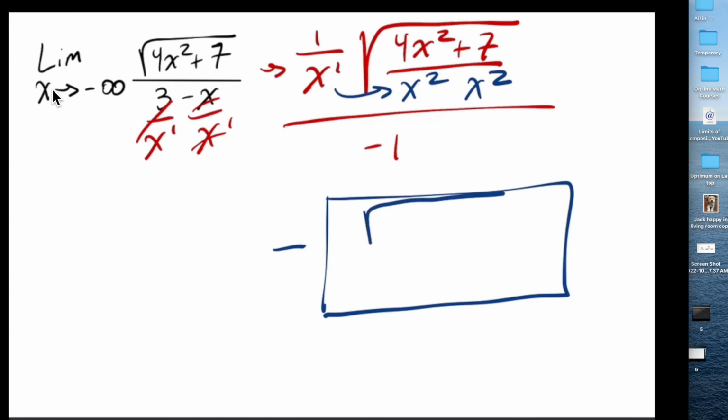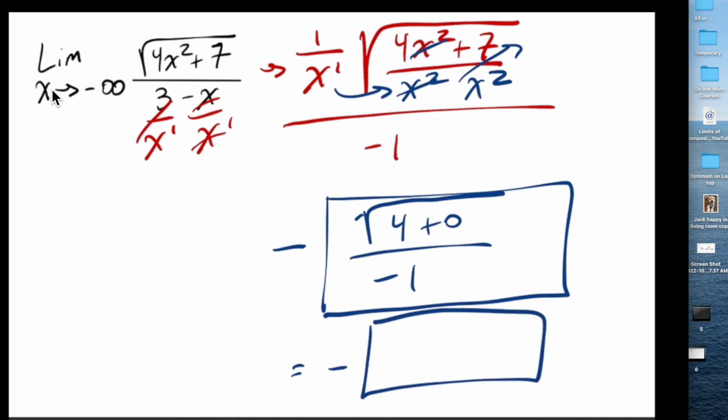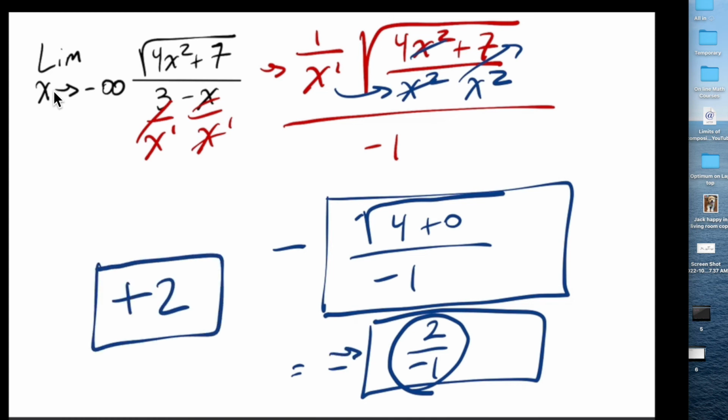In the numerator, we are going to have these canceling out. We're going to have the square root of 4. This is going to go to 0. And in the denominator, we have negative 1. This is going to equal a negative. I'm going to have 2 in the numerator, because the square root of 4 is 2. Sorry, 2 in the numerator, a negative 1 in the denominator. This is going to become negative 2. However, that negative is going to change our final answer to this limit to positive 2.